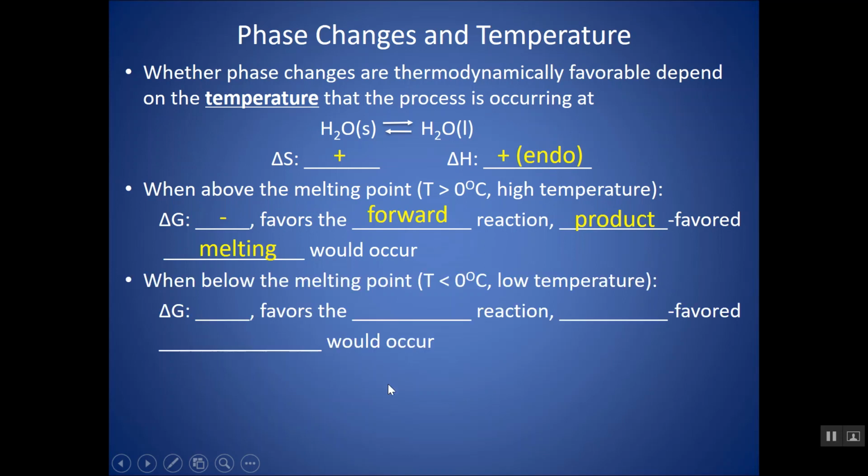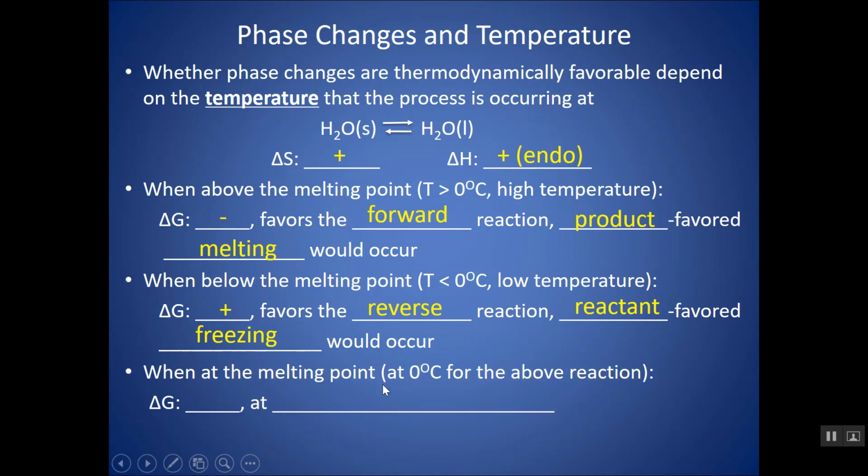If I'm below the melting point, this forward reaction is not going to occur. It's not going to go solid to liquid. What's going to happen? It's going to freeze, or it's going to stay as a solid. So delta G would be positive at lower temperatures, favoring the reverse reaction, reactant favored, and freezing would occur. So it makes sense. Positive, positive, favorable at high temperatures.